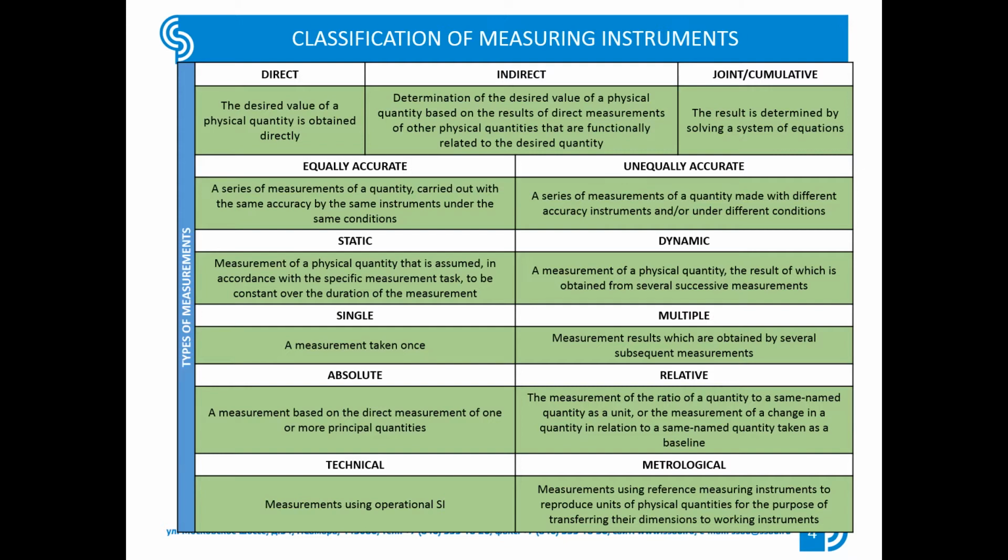Relative measurement is a measurement of the ratio of a quantity to a same named quantity as a unit, or the measurement of a change in a quantity in relation to a same named quantity taken as a baseline. Metrological measurements can be of two types. Measurements of the highest possible accuracy achievable with the current state of the art.